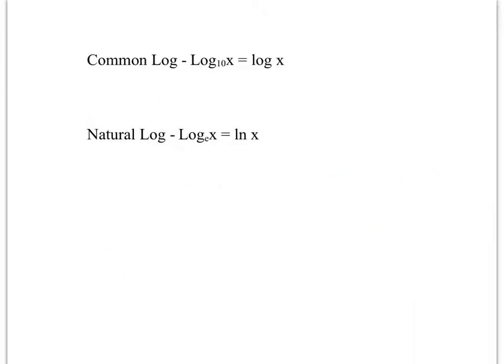Okay, just a couple vocabulary terms. A common log is a log with base 10 of x, and what we do is we just don't write the log base 10. We just write log x. So if you ever see a log with no base, this means log base 10 of x, which we call the common log. A natural log is log base e of x, and we write that as ln. So if you ever see ln x, that means log base e of x, and we call that the natural log.